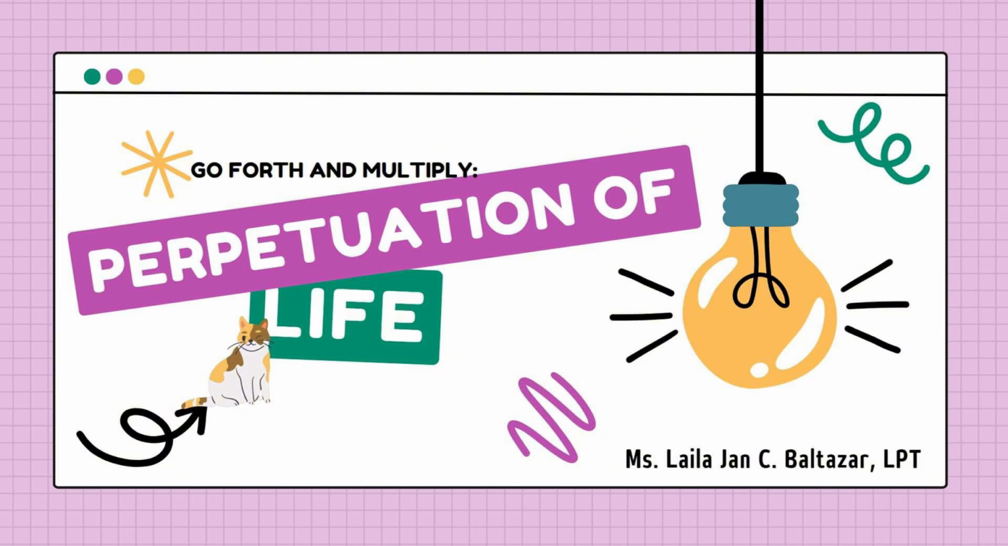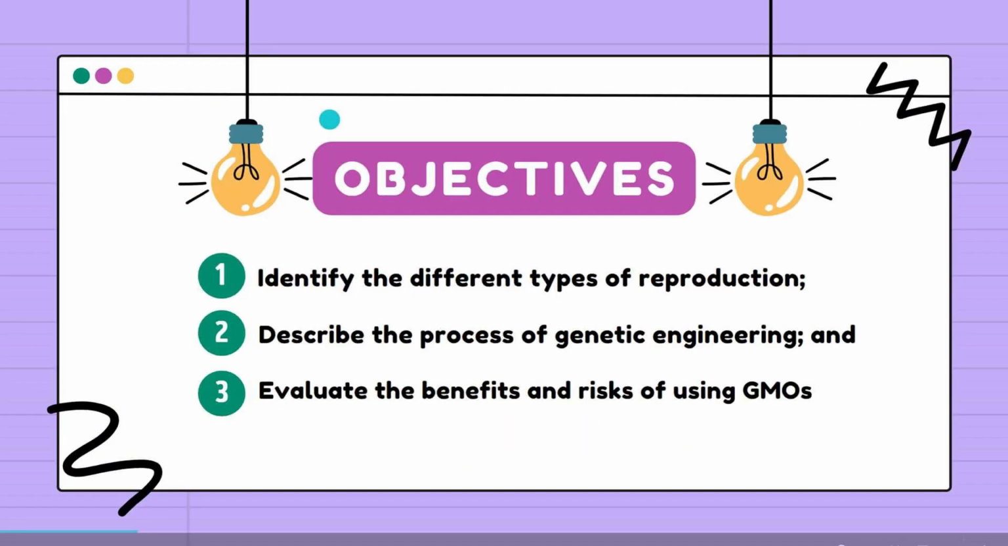Our first lesson after the pre-quarter examination is go forth and multiply, the perpetuation of life. Ano kaya yung perpetuation? For our learning objectives, first, you have to identify the different types of reproduction. Ano kaya yung iba't ibang types ng reproduction? I believe meron na kayong overview or background kung ano yung types ng reproduction.